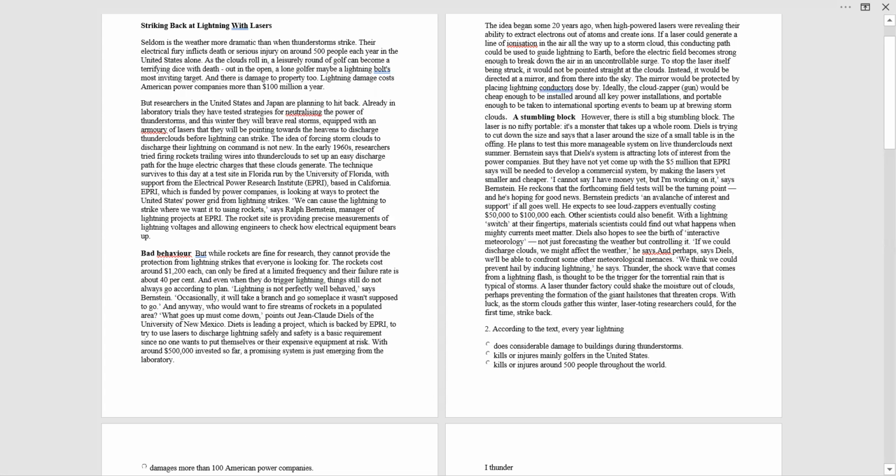So we got four options here, A, B, C, D. Consider them A, B, C, D. So according to the text, every year lightning, what does it do? What does it kill or injure or damage? What sort of thing does it do? First, look for this particular verb: kill, injure, or damaging.